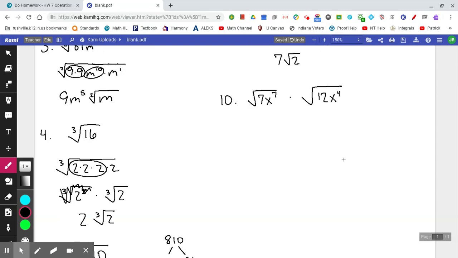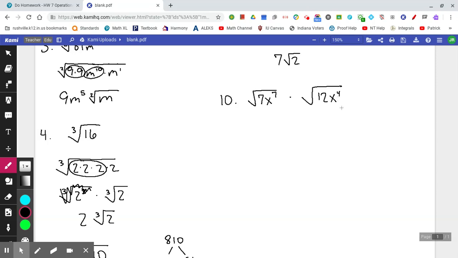Now, question number 10, we're going to move into the next operation of multiplication. In order to multiply, you're not looking for like terms. All you need in order to multiply is the same index of a radical. And then always remember out times out, under times under. In this case, I have a square root times a square root, so I'm just going to take whatever is underneath this radical times whatever is underneath this radical.